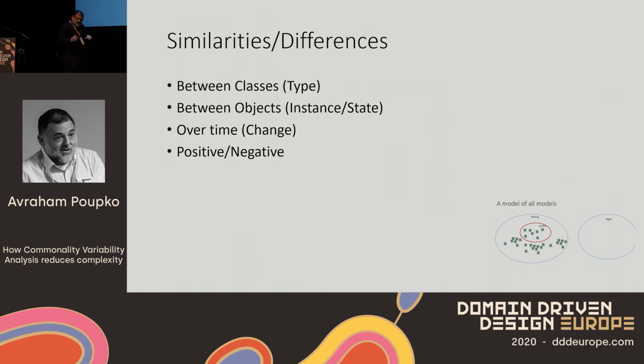So when we talk about similarities and differences, we have to talk, of course, between classes. Classes can be the same and different, maybe types. We could talk about objects of the same class or of different classes. We could talk about change over time, change over space. These are all important things to know, and we have to talk about positive and negative variability. I want to talk a few minutes about positive and negative variability and why it is so important.